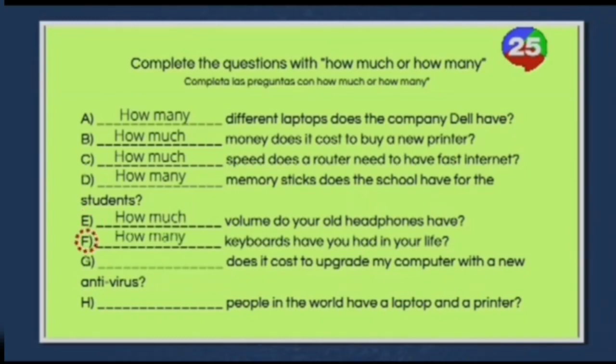Letter F. How many? How many keyboards have you had in your life?